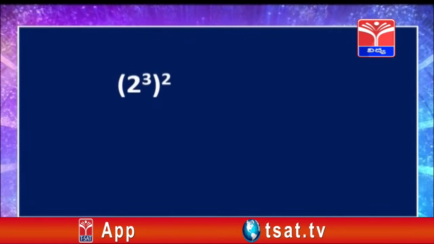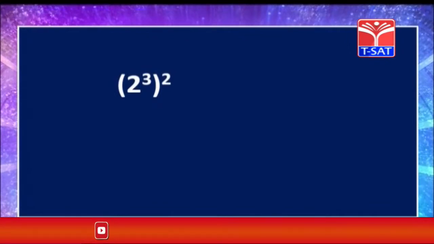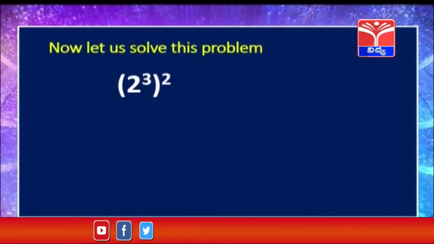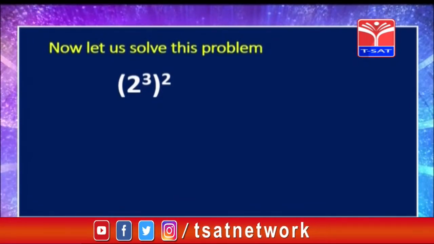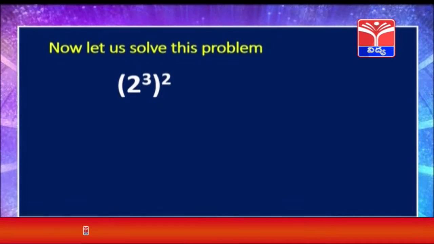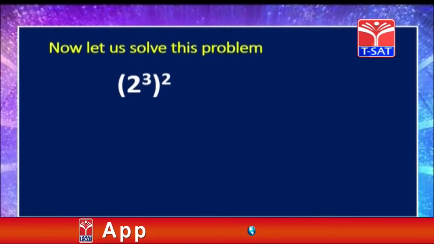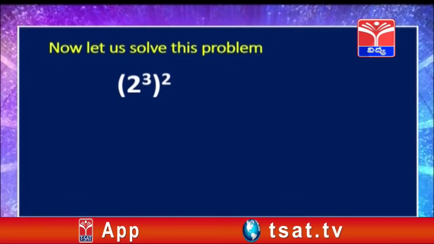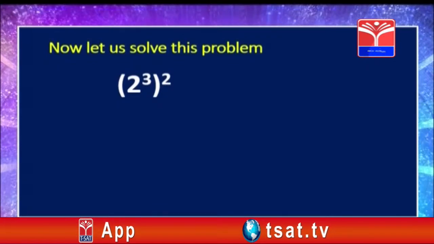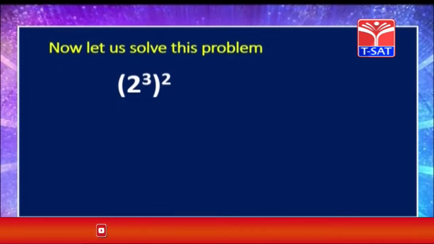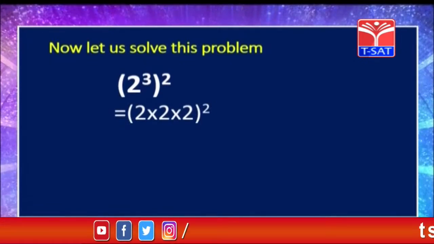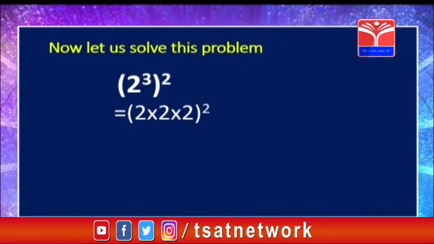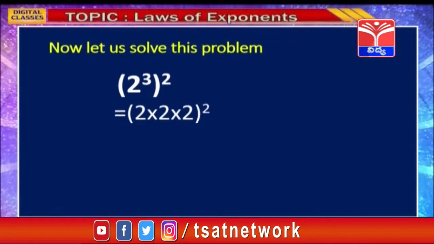Now look at this problem. 2 to the power of 3 and whole to the power of 2. Now we'll solve this problem now. The exponential form which is there inside the bracket, what is there? It is 2 to the power of 3. Therefore, 2 to the power of 3 can be multiplied like this. So 2 is multiplied 3 times. Now we'll write like this first of all.